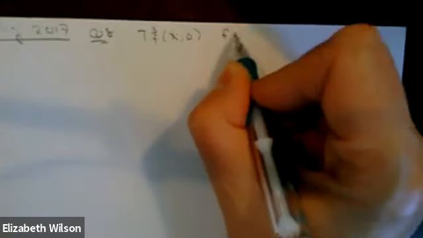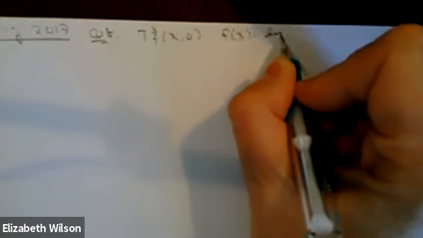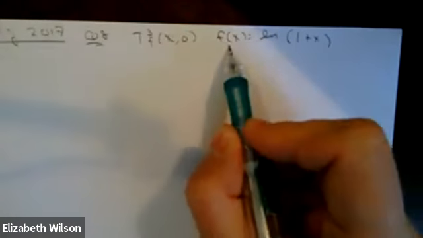for our function. And the function that we're given is f of x equals the natural log of 1 plus x. So we're centering it at x equals 0, and our function is natural log of 1 plus x. Okay, so let's remember what our Maclaurin is going to look like.